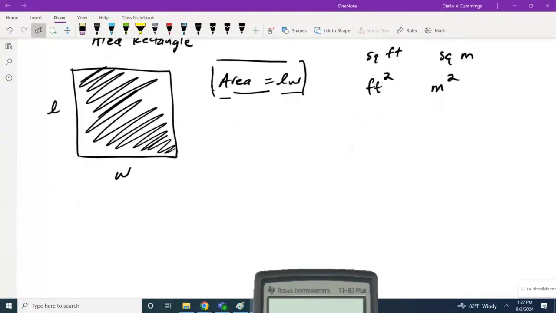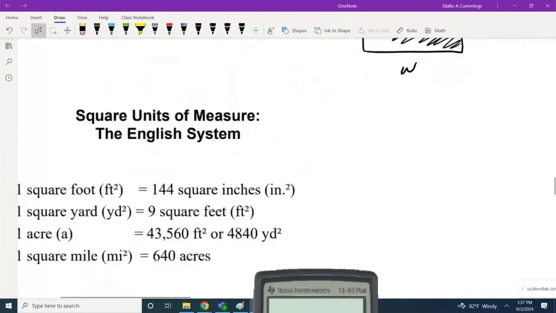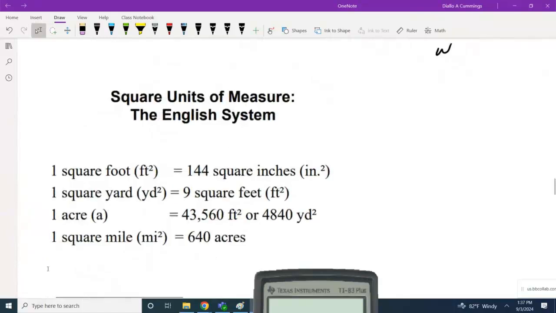So now here's where these conversions come in. And we can see some of them here. It says that 1 square foot, so notice they write out square feet with feet squared, is equal to 144 square inches. So over here they wrote out square inches, and then they also gave it to you with the square exponent. 1 square yard is equal to 9 square feet.